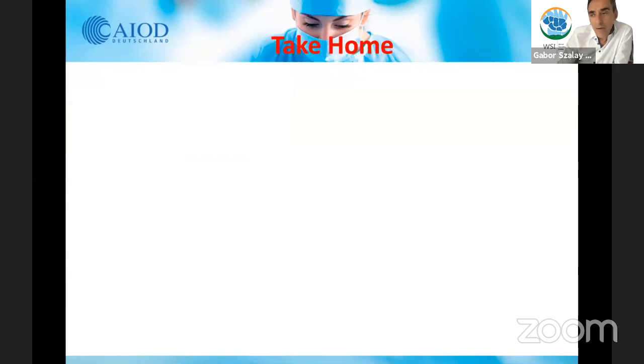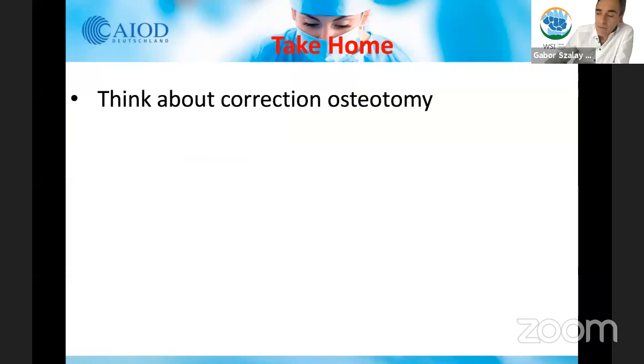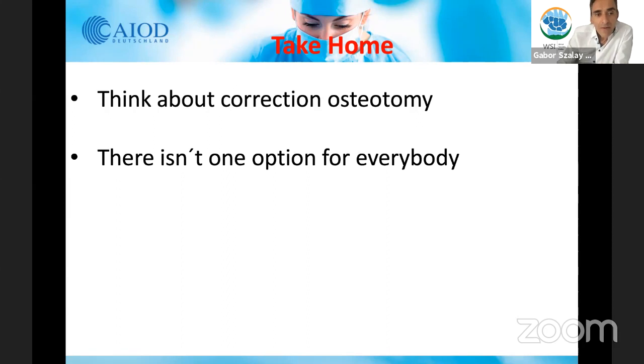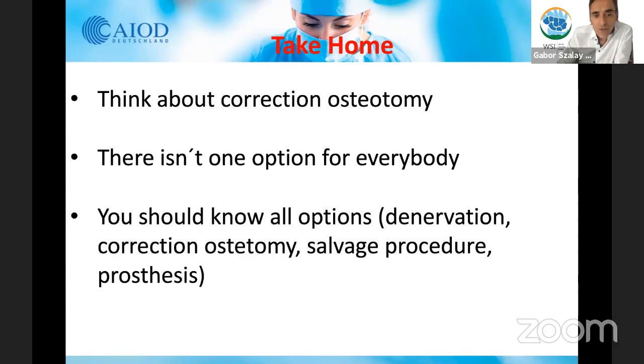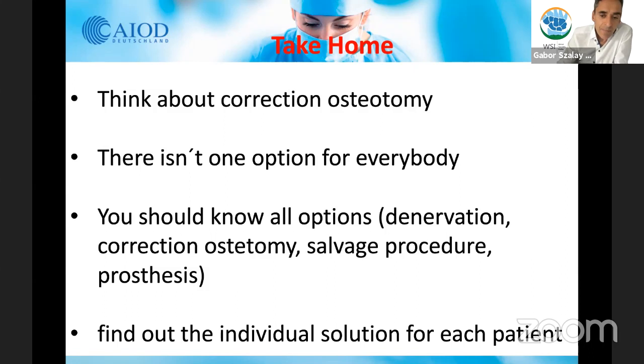So my take home message for the salvage procedures is that you first think about the correction osteotomy. There isn't one option for everybody. You should know all the options. I told you the denervation, correction osteotomy, all the salvage procedures, Darach, Bauer, Soveka, Panchi, and the prosthesis, and also the special prosthesis. And you should find out the individual solution for each of your patients.